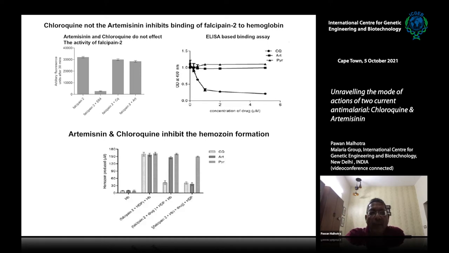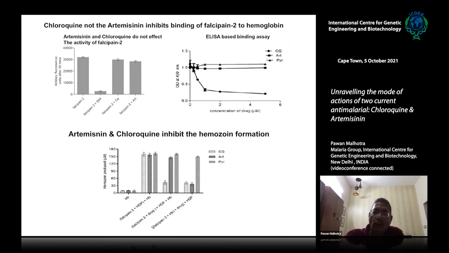Then we did a number of reactions by adding HDP and falciparum 2 together, then adding HB, and then in between adding drug. We incubated falciparum 2 with drug, and then added HDP plus HB. Similarly, we again did falciparum 2, HB plus drug, and then HDP. And based on these reactions, we could show that chloroquine acts at both processes, at the protease level as well as at the hemozoin formation level, while artemisinin is acting only at the formation from heme to hemozoin.